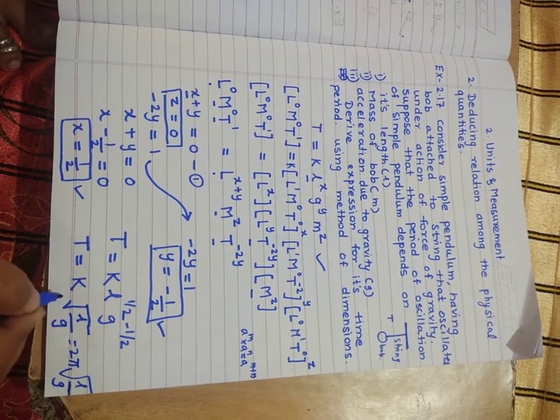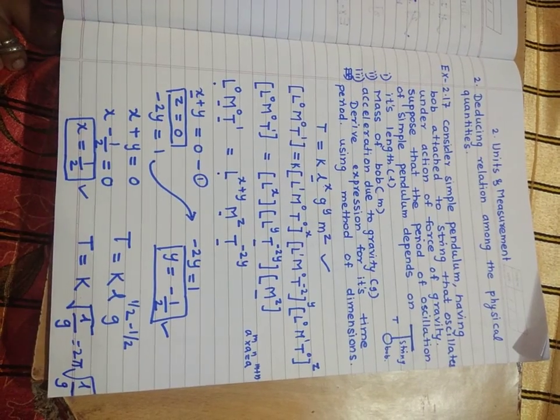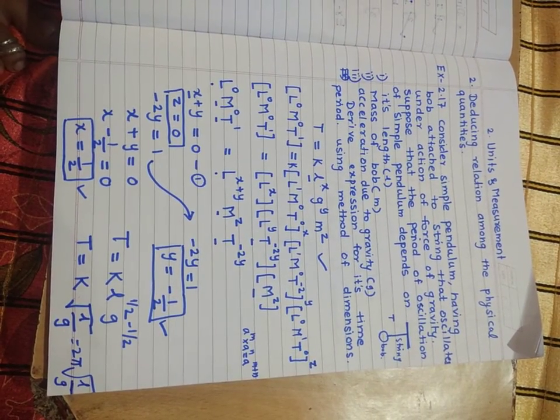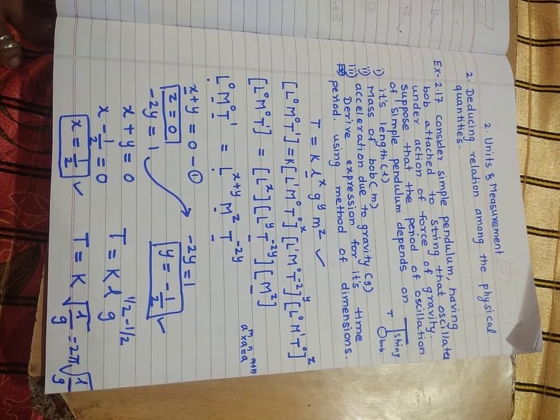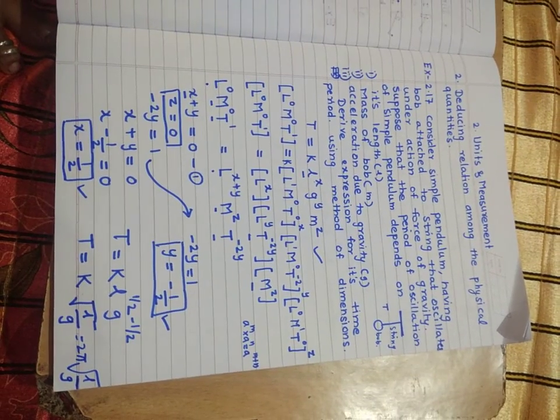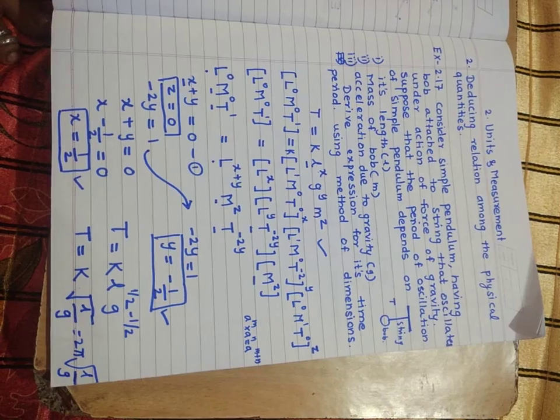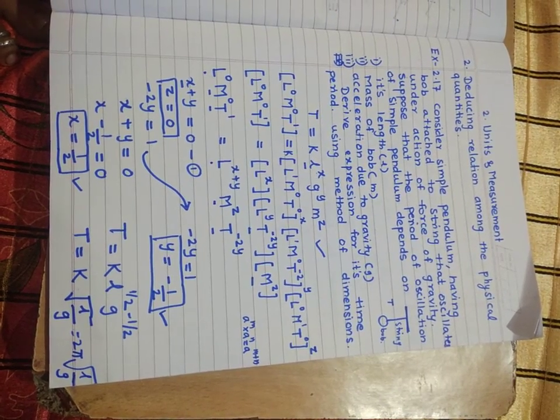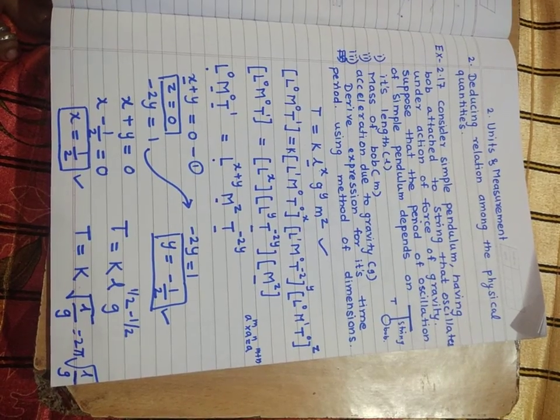We have taken K as 2 pi, and this is the formula for a time period. So here we have taken the second application of dimensional analysis, and this is the last part of this lesson. We have seen already the 2 applications of dimensional analysis. So you will revise this problem 2.17 and try to solve it in your notebook. Thank you.